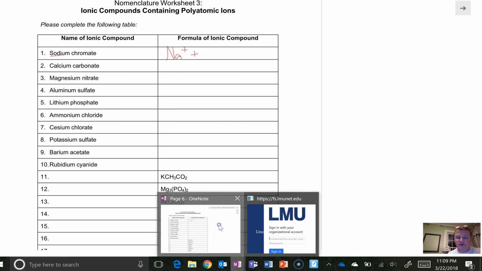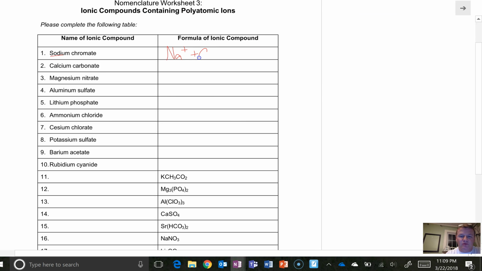CrO4 with a 2 minus. So chromate, CrO4 with a negative 2 charge. Okay, so those are my ions, sodium and chromate. Now what happens when they come together? Well, positive 1 charge, negative 2 charge. So my charges are unlike, so I've got the crisscross thing that's going to happen.